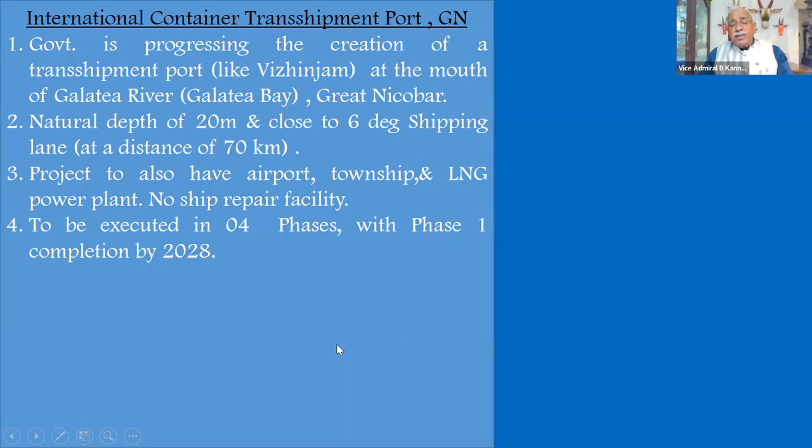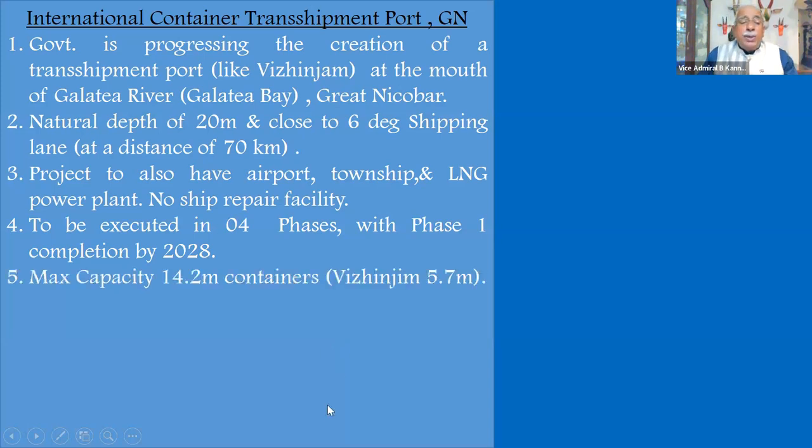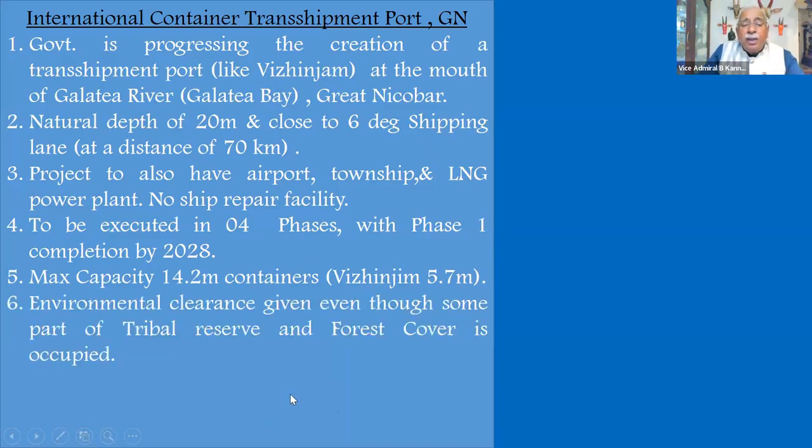It's going to be executed in 4 phases. Phase 1 will be by 2028. It can have a maximum capacity of 14.2 million containers, while Vizhinjam is 5.7. So it is more than 2 times the size of Vizhinjam by way of container capacity. Environmental clearance has been given. Some tribal reserve land has been used and forest was used, but government has given the clearance because of some advantages, which I'll show in the next slide.